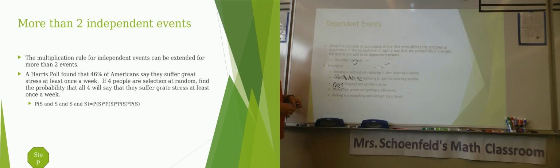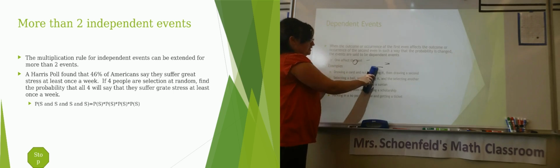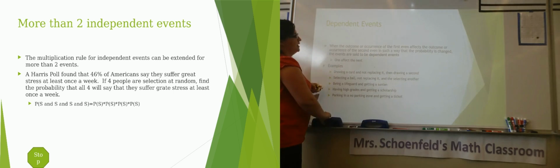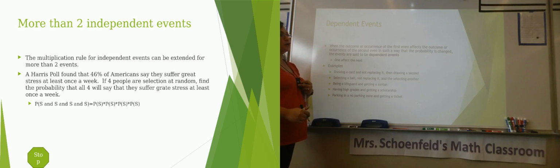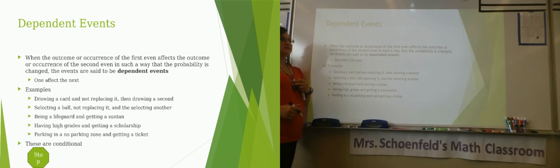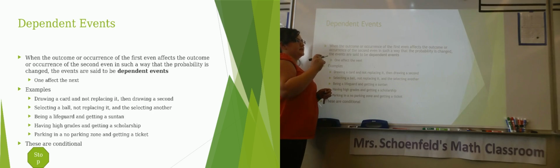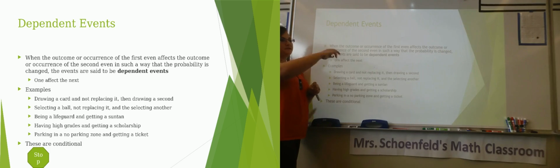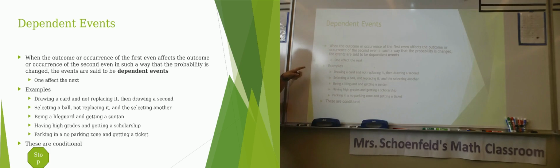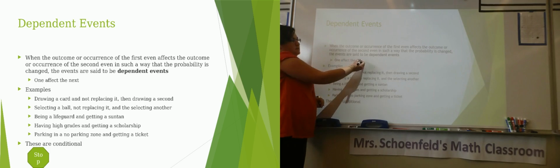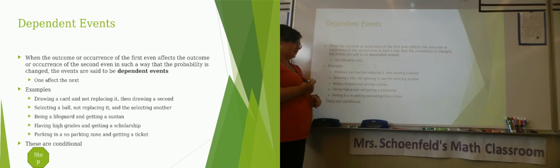Okay, dependent events is the next thing we're going to go over. When the outcome or the occurrence of the first event is affected. Wow, I said that wrong. When the outcome of the first event affects the second event in such a way that the probability is changed. Okay, one affects the next. Wow, I should not type so fast.